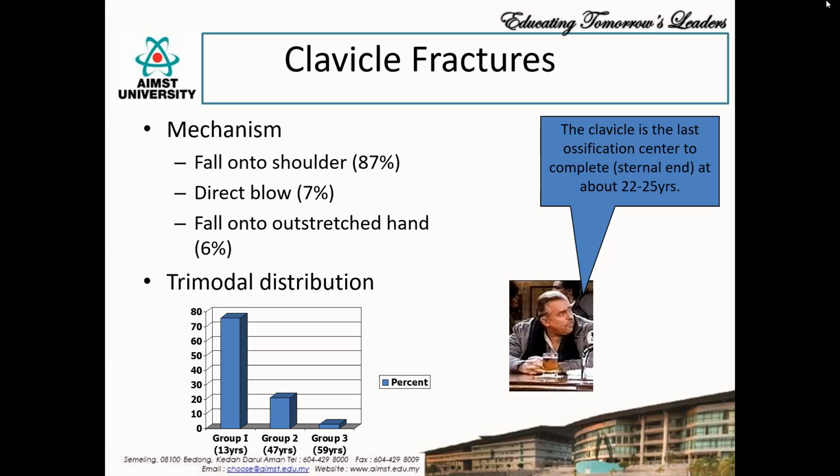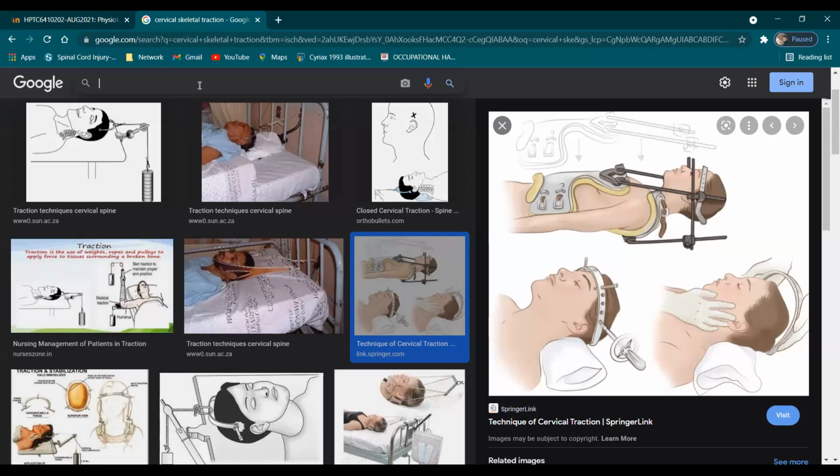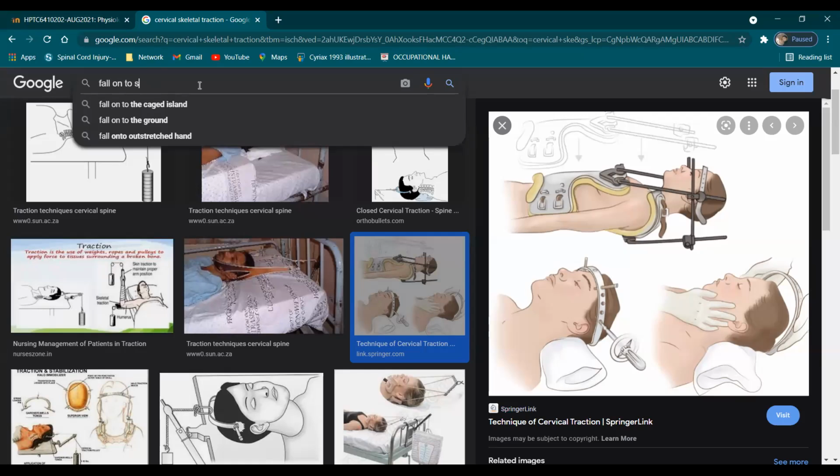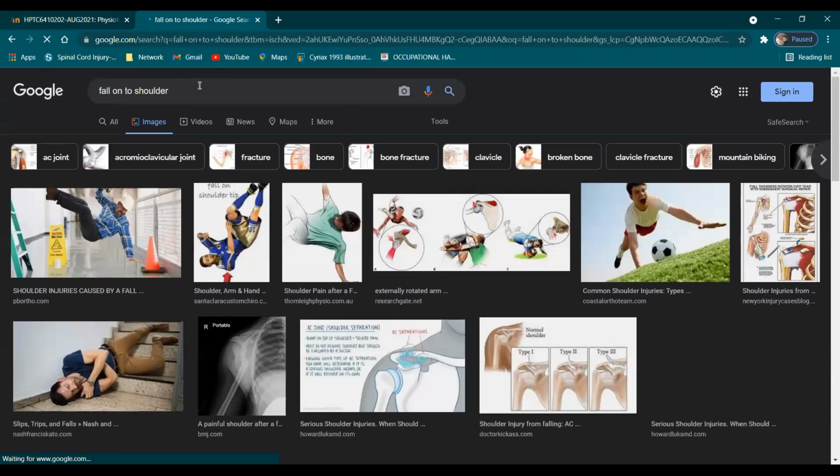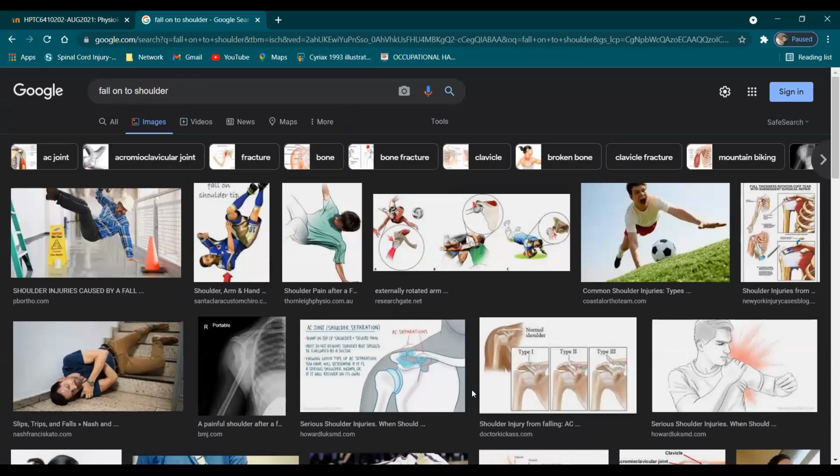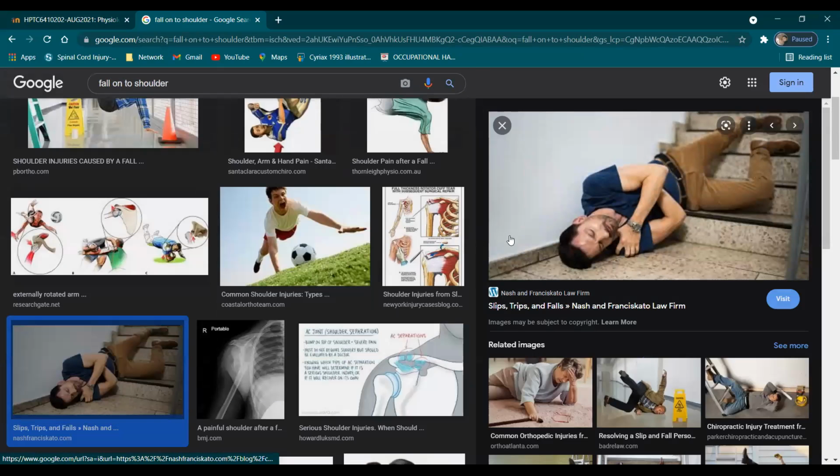Before going into that, I will tell you the different mechanisms. Fall onto the shoulder: like this, the impact occurs on the lateral end of the shoulder. This is one of the common types, and it may lead to clavicle fracture. So that is the fall onto the shoulder.